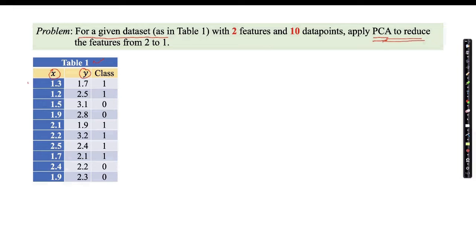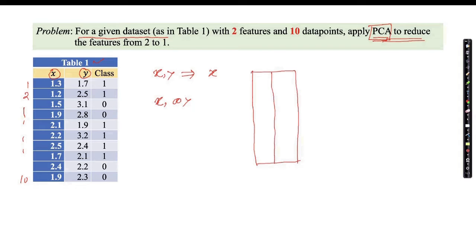and 10 data points, 1 to 10, we are supposed to apply PCA so that the dimension, which is 2 in the given data set, x and y, is reduced to a dimension of 1. That means we need to eliminate one of the features, either x or y, and the final resultant data set will have only one feature, either x or y, which is known as the principal component, and then the classification.